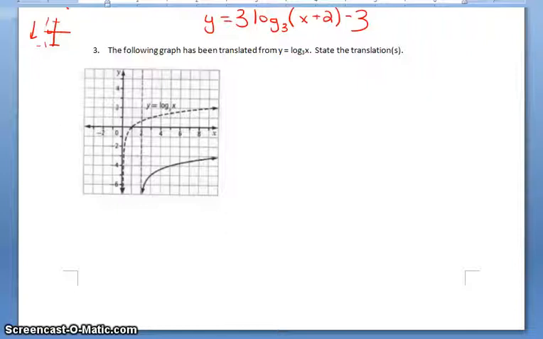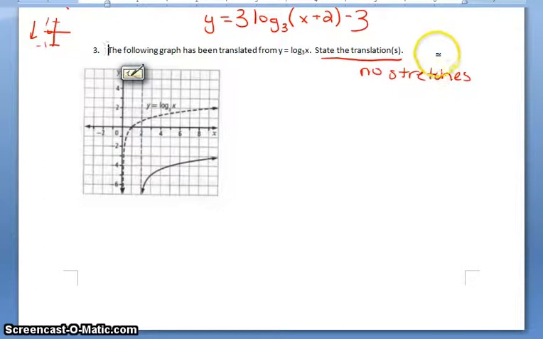Alright, so just looking at this question, this one's actually pretty nice. Here we only need to state the translation, so whether it moves up or down, left or right. It's kind of nice that way because it hints that there's going to be no stretches. All they want to know is what translations happen to this original function to get this one over here, the solid line one.